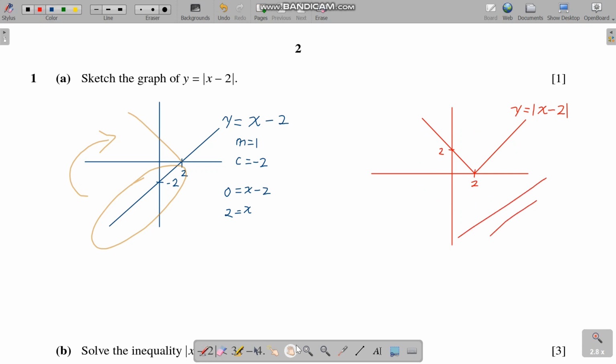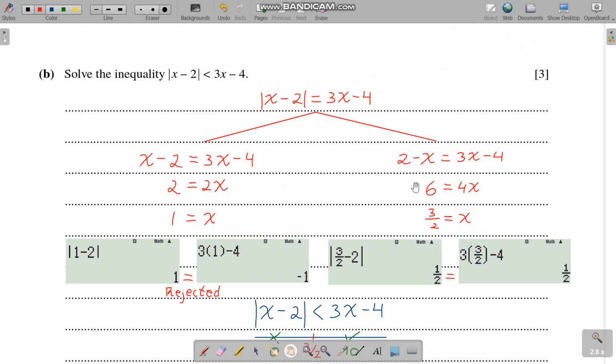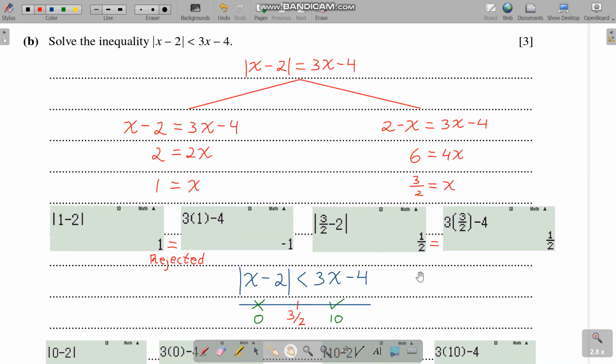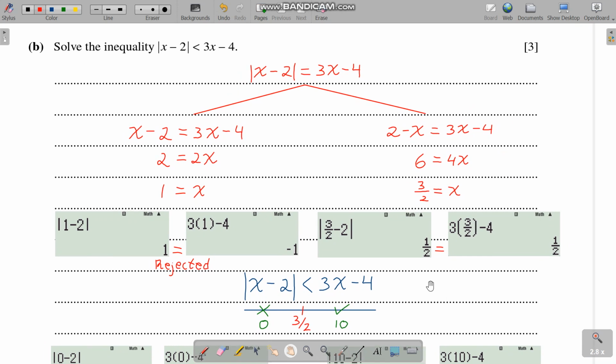Alright, now solve the inequality. So we're using the critical values method. We treat the inequality as an equation. We solve the equation. So for the right hand side, there's no modulus. Let's keep it always positive for the right hand side. For the left hand side, it can be positive or it can be negative. And then we solve the two equations.